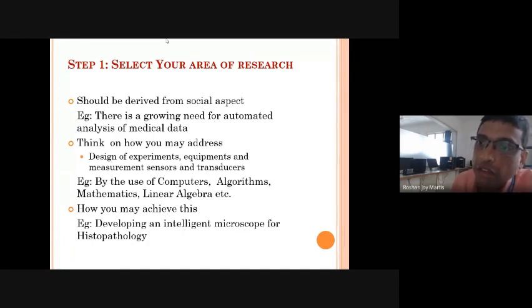Instead, a photograph can be taken using a camera from the microscope, and from that the images can be processed, with which some intelligent inference can be made. Okay, this is how one research problem can be chosen.